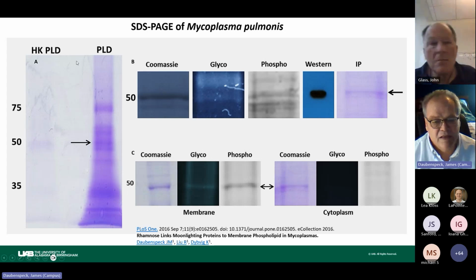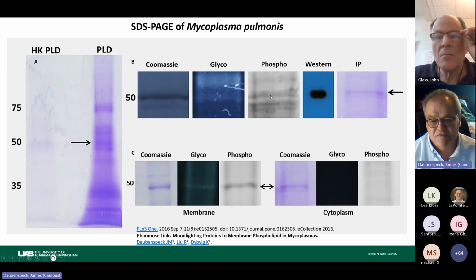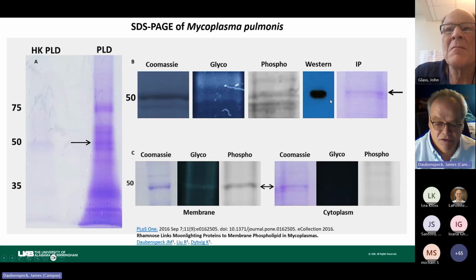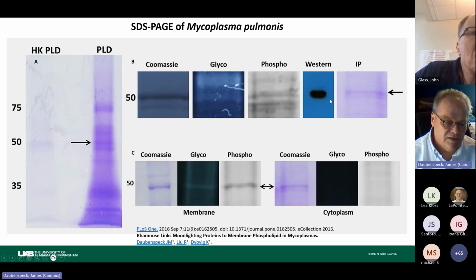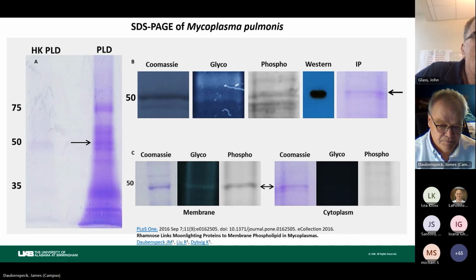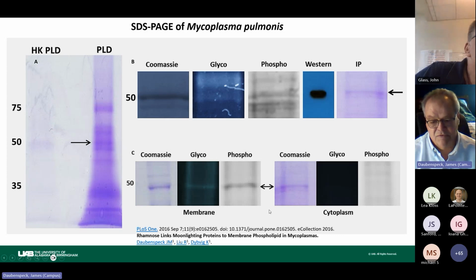We have a chemase, the glyco stain, you can see it lights up. The phospho stain lights up. The Western and the IP were all done. This is how highly conserved this enzyme is across species. The IP and Western were done with antibodies that were generated against human enolase. So it's that highly conserved.